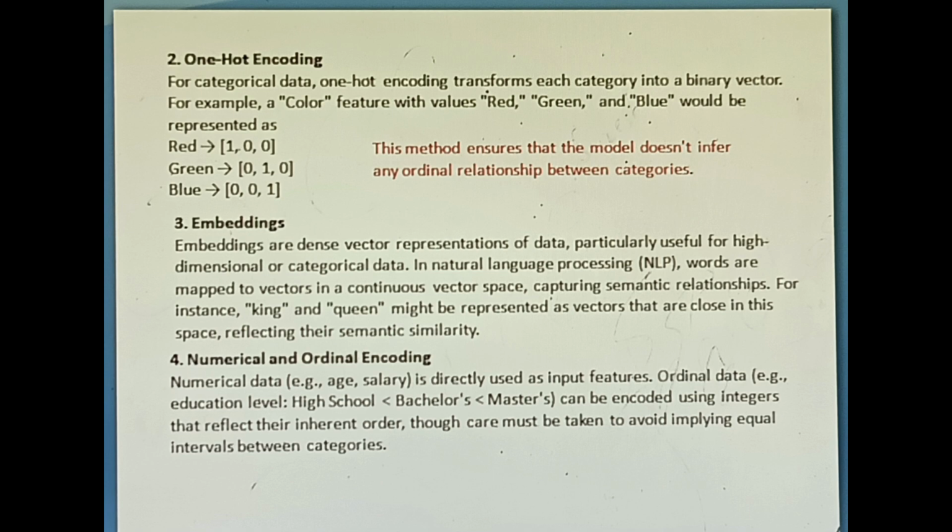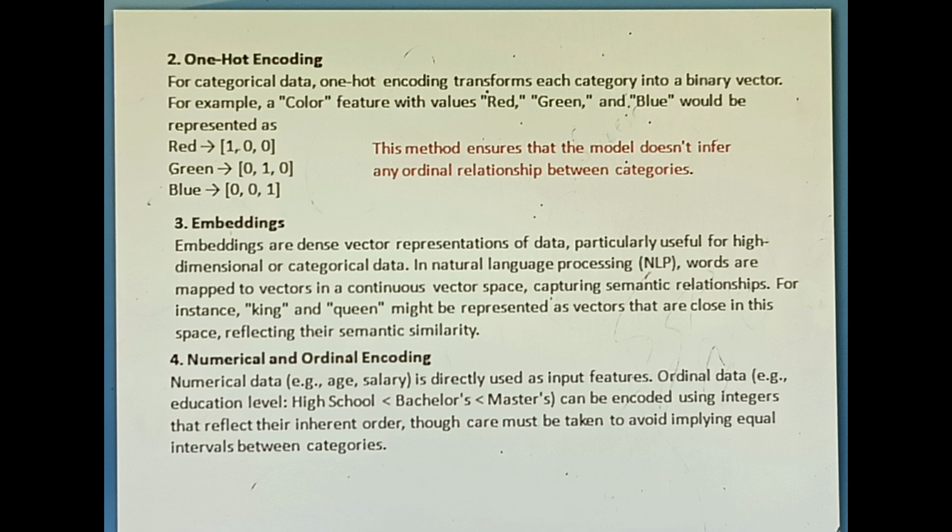Next, third one is embeddings. Embeddings are dense vector representations of data that are particularly useful for high dimensional or categorical data. The words are mapped into a continuous vector space, and it has semantic relationships. For example, king and queen might be represented as vectors that are close in this space, like king and queen are in the same kingdom, right? There is a relation between the two. Embedding means a relationship between one and the other. This is called semantic relationships.